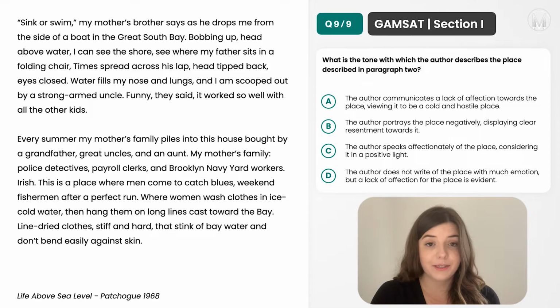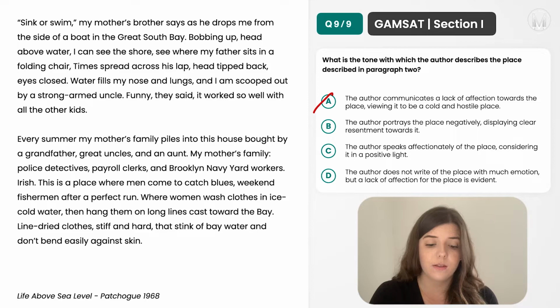So if we look at option A, the author communicates a lack of affection towards the place, viewing it to be a cold and hostile place. So there is a definite lack of affection for the place. He doesn't ever express anything in a positive light, and we can only assume that this is quite a negative image at the very end of the clothes. However, he doesn't seem to view it as a cold and hostile place. So nothing is that extreme or that negative to assume this, so we can rule out option A.